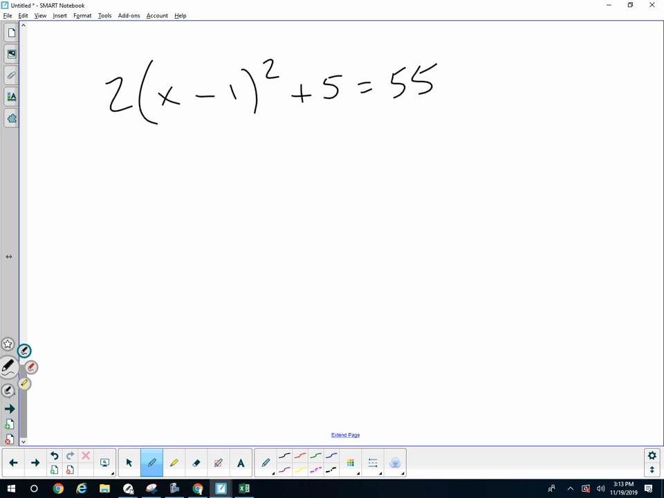Very good. What about this 2? Don't square root yet until you get rid of that 2. Get rid of that 2. Then square root. You've got to isolate your stuff being squared. Yes?